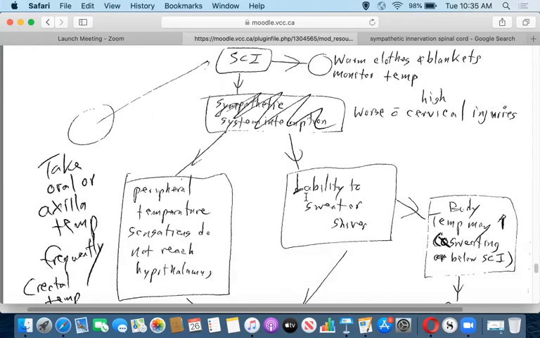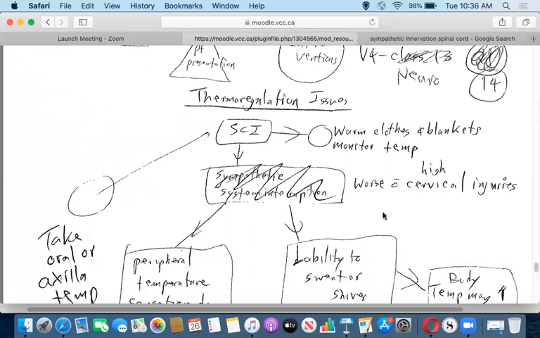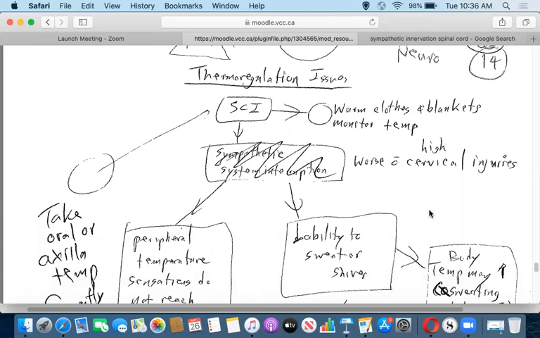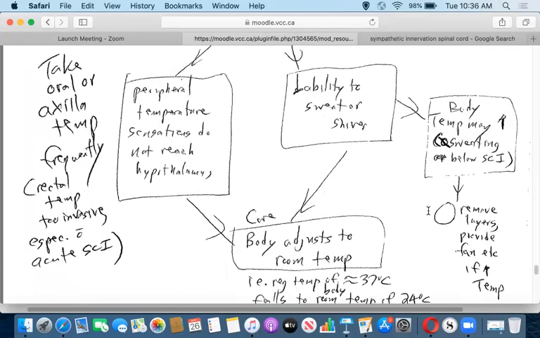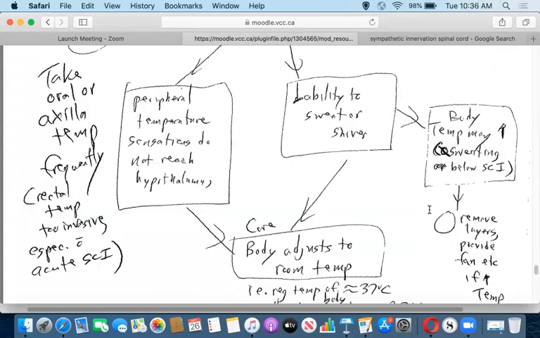So the idea is that the nurse or caregiver would have to pick up on how they're feeling. If I'm wearing a t-shirt and I'm cold, then I have to assume that the person who's got this spinal cord injury, who's unable to feel temperature, may be feeling cold too, and apply blankets, or if they're too hot, a fan, etc. Taking an oral or axillary temperature frequently is a good idea to actually see what their temperature is.